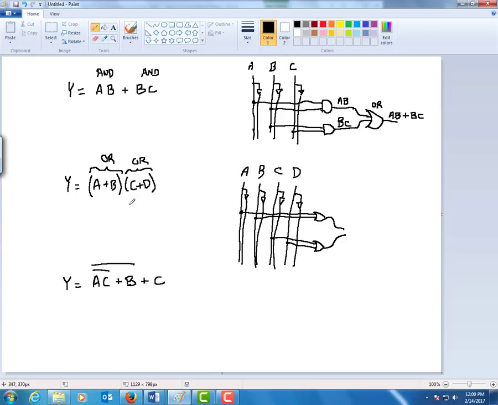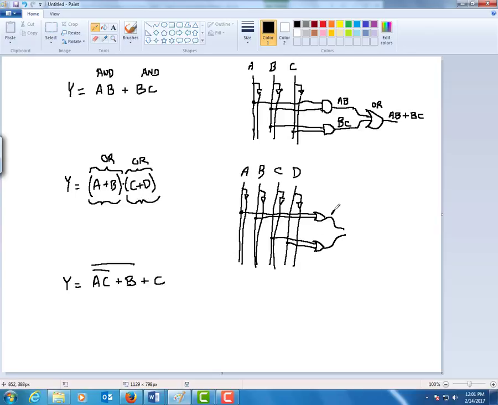Now, we drew that gate and we drew this gate. But when you put them together, you can think of it as a dot in between here. This whole thing is an AND gate. This is one input right here, and then this is the other input. Get it? And that's exactly what we have here.